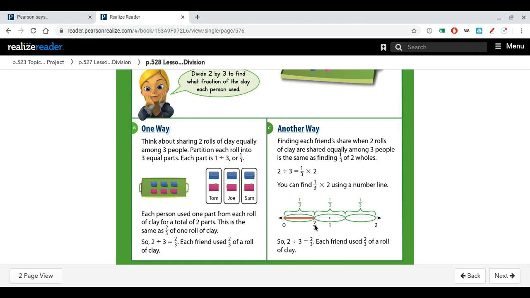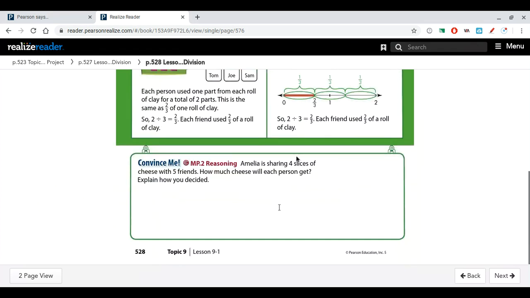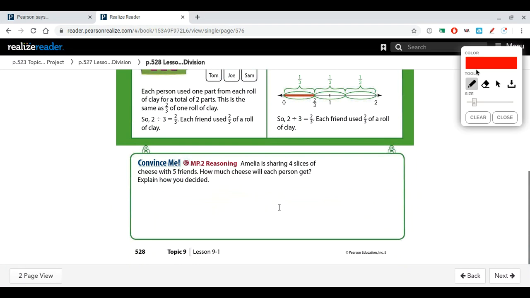And so when I take 2 of those 1/3, I get 2/3 of a roll of clay. All right, so Amelia is sharing 4 slices of cheese with 5 friends. How much cheese will each person get? I am not a huge fan of the number line. If it made sense to you, go for it. But I like the actual visual piece of breaking them apart.